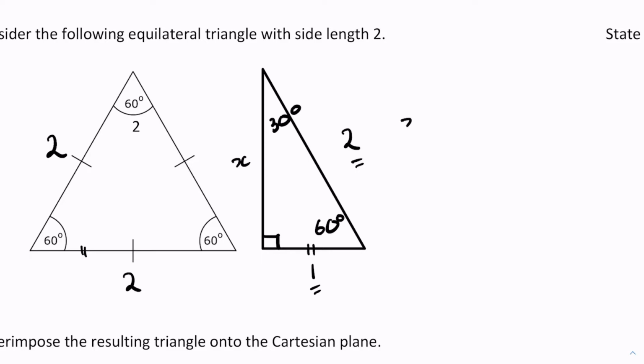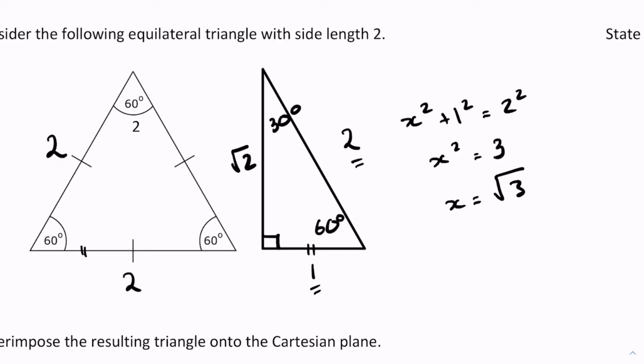Well, let's just use Pythagoras. X squared plus 1 squared is equal to 2 squared. And if I do the math, I get 3. Try that again. Or, because we're only using positive values, I end up with root 3. So what we call this is our 1, 2, root 3 triangle, because those are the sides of the corresponding triangle.